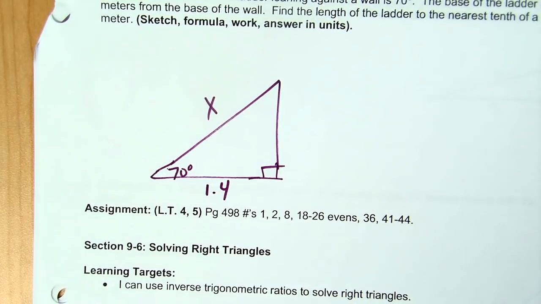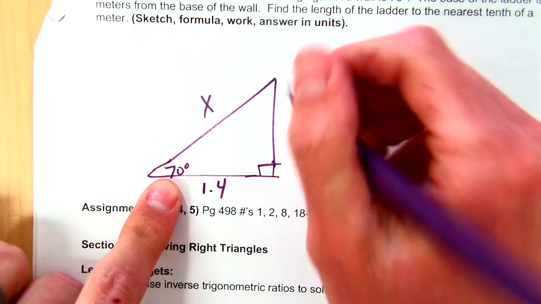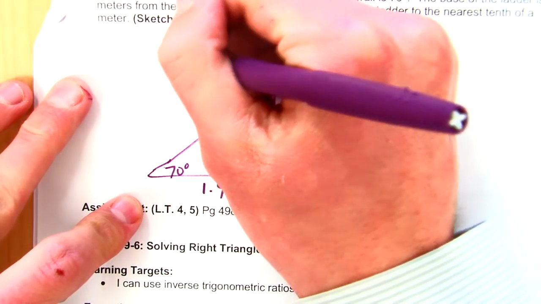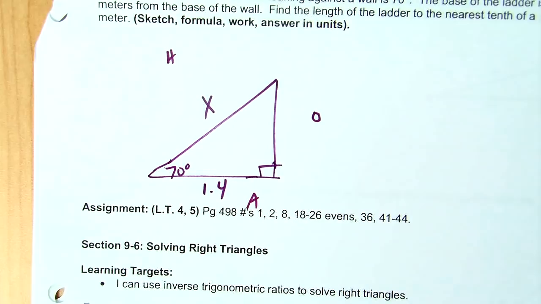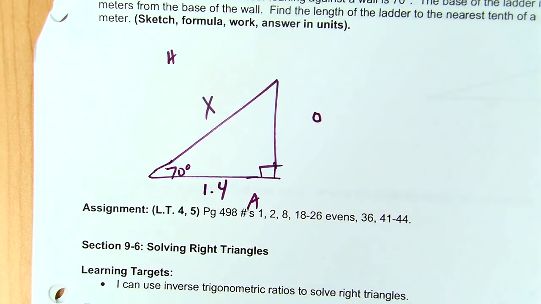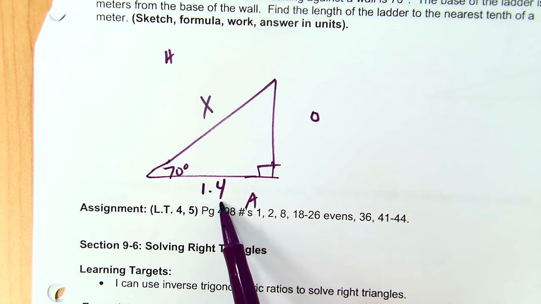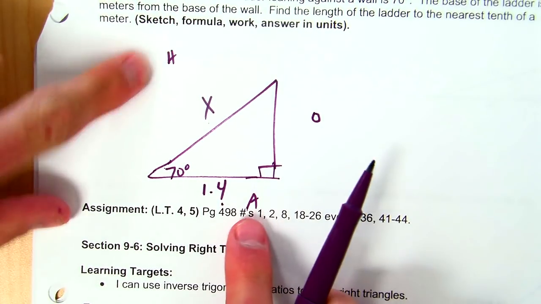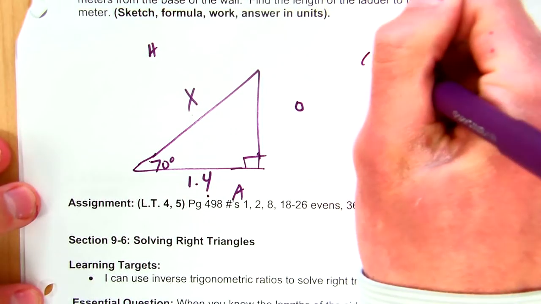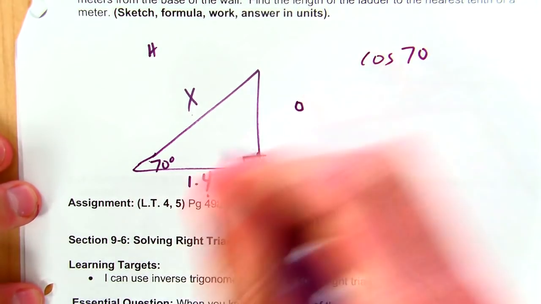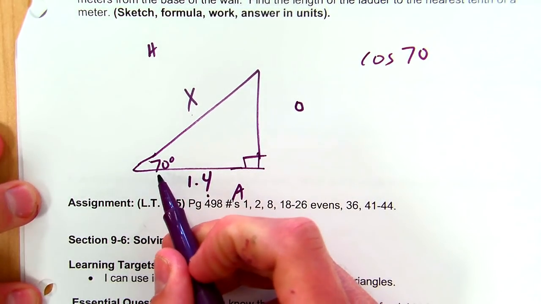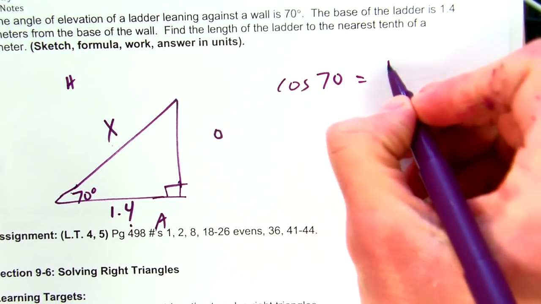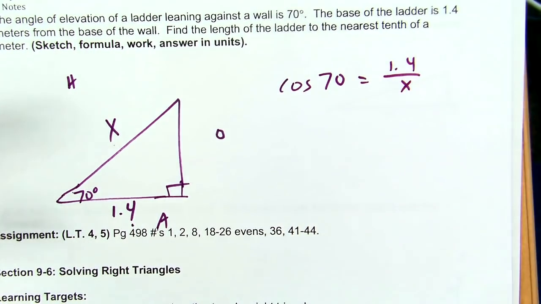So we're looking for the length of the ladder. Okay. So once again, here's my reference angle. This is the opposite side. This is the hypotenuse. This is the adjacent side right there. So I label O, A, and H to help me. And once again, since I know the adjacent side, I don't know the hypotenuse, I'm working with A and H. So once again, I am going to use cosine. So the cosine of my angle, the cosine of 70, is equal to 1.4 over x.